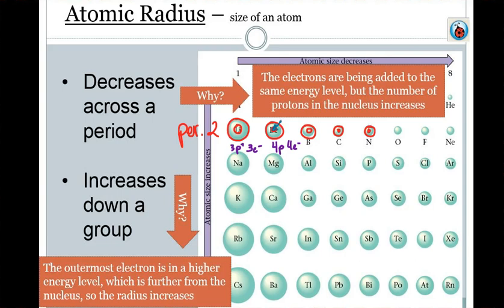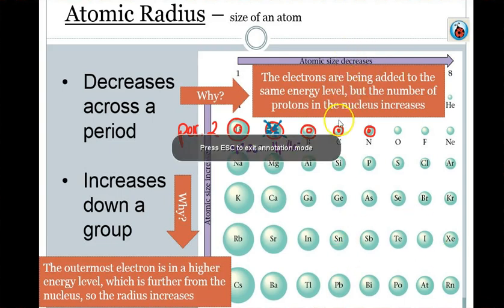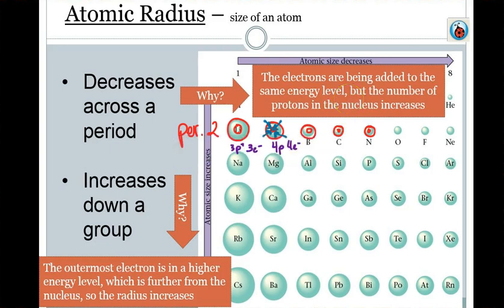The nucleus pulls these electrons inward, and the same number of shells are being added, but the number of protons in the nucleus increases. The same energy level, 2 shells, and the nucleus gets stronger. Therefore, it's pulling it in closer. That's why it does get smaller from left to right. Okay, easy way to put it, I'll repeat that again.